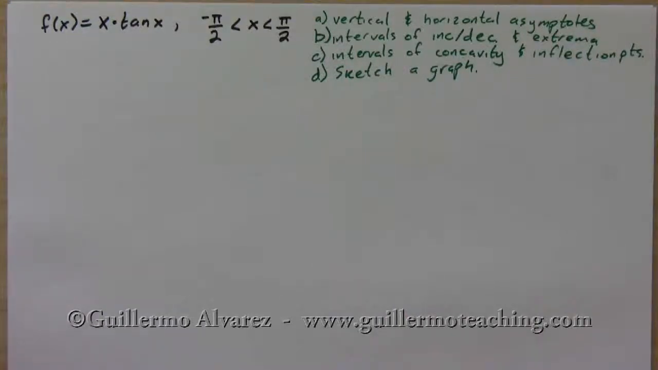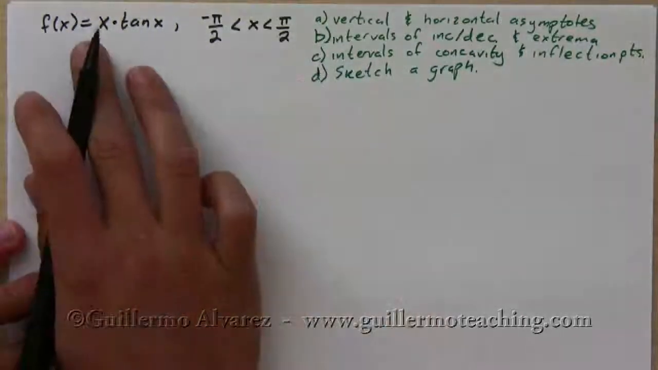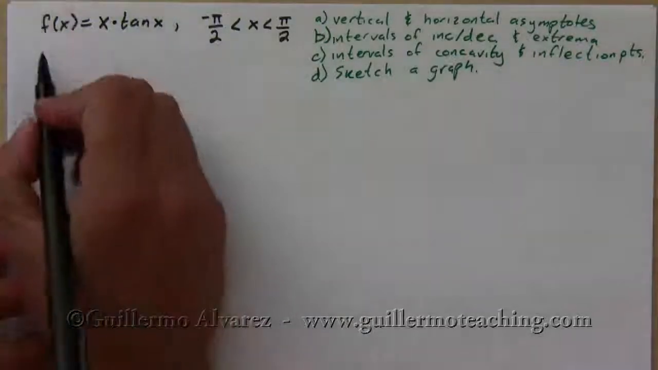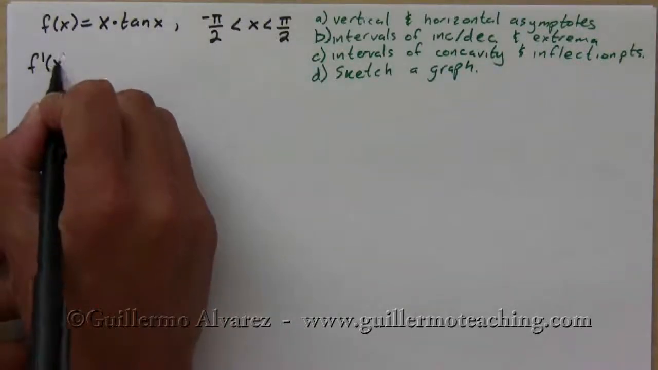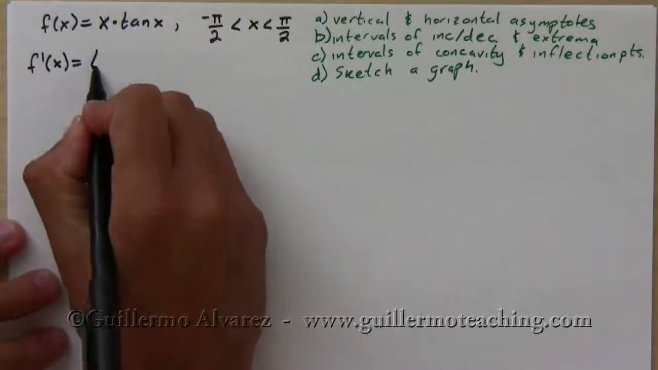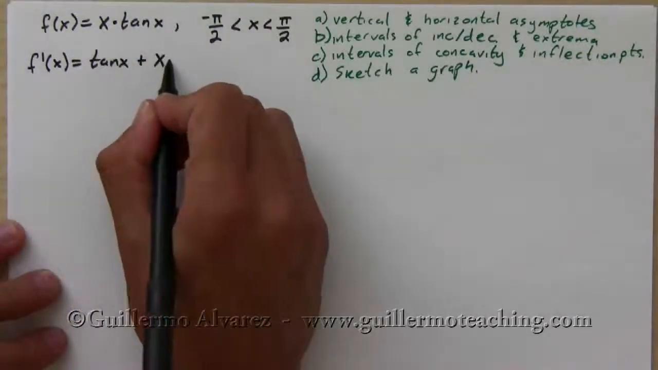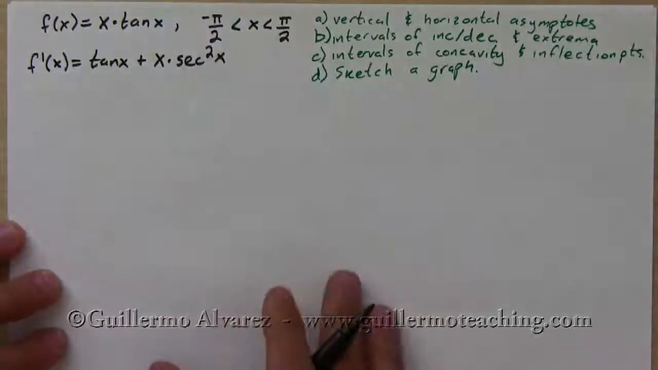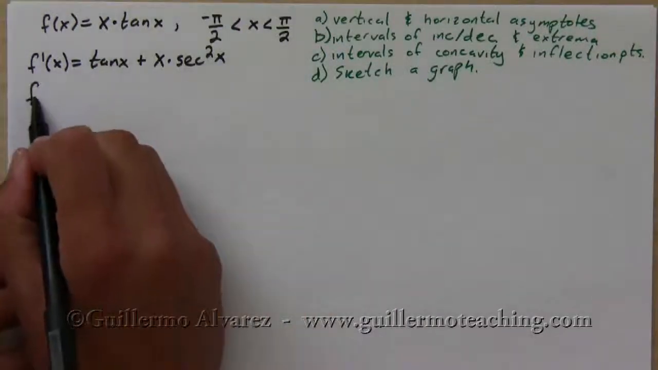Okay, so I think the first thing that we should probably do is, since we're going to need them anyways to find all this, why don't we just find the first and second derivative right off the bat. So the first derivative, well, here we have to use the product rule. And what we're going to get is, the derivative of the first is 1 times tangent of x plus x times the derivative of tangent, well, that's secant squared x. Okay, and then we can use this to find the second derivative.